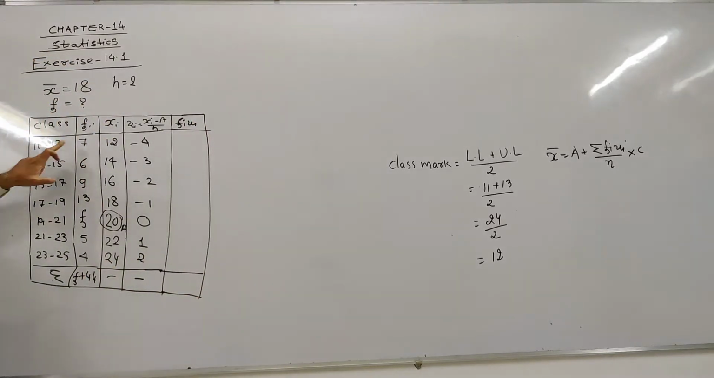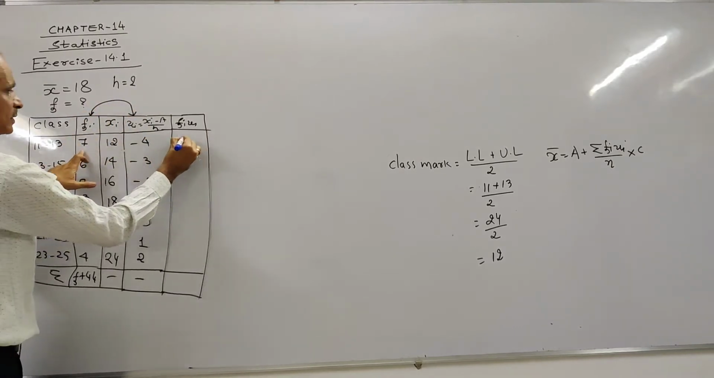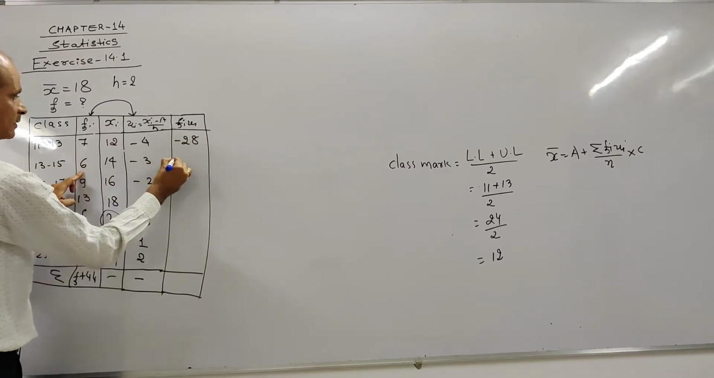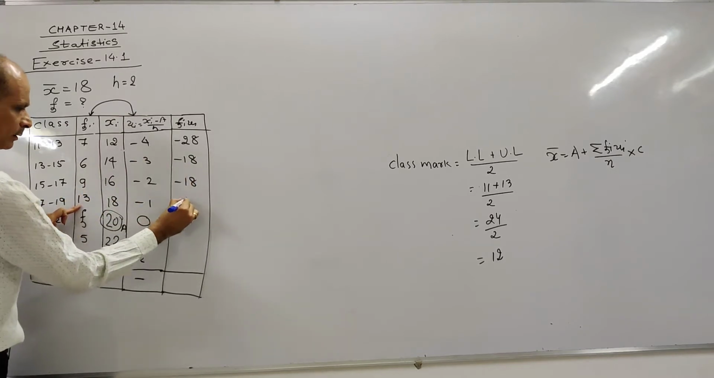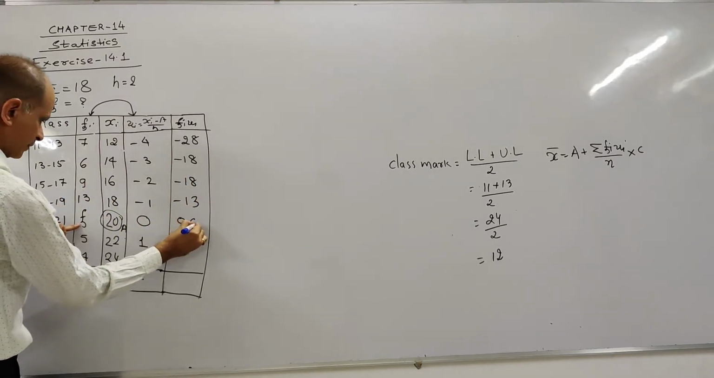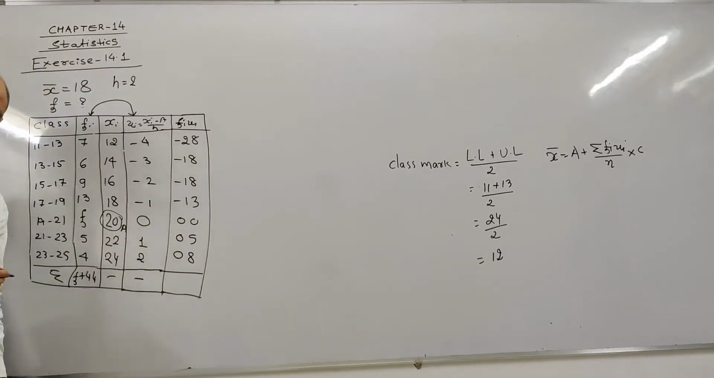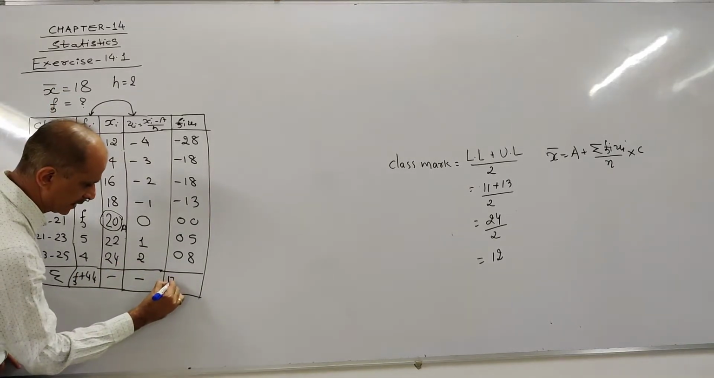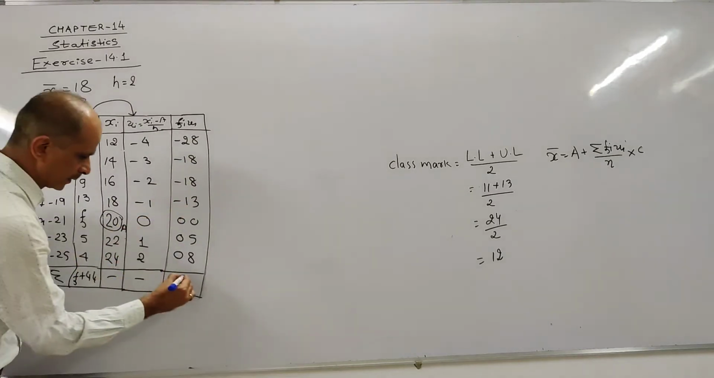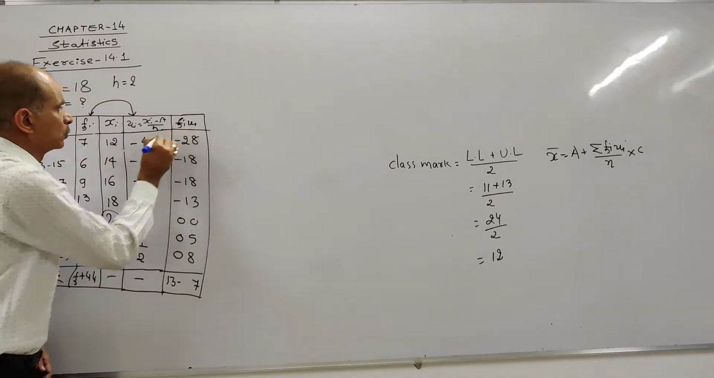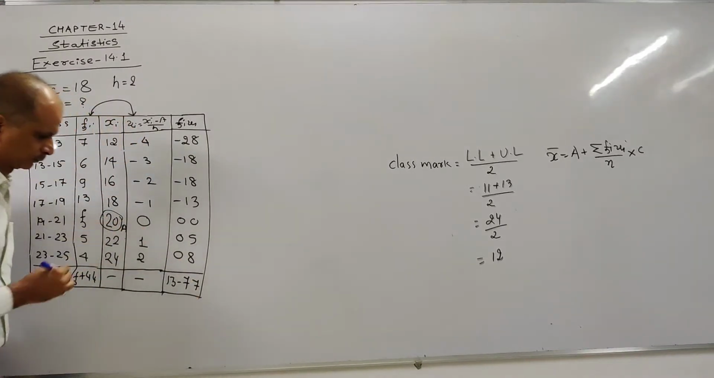Fi is already there, and Ui. So you have to multiply these two columns. 7 4s are minus 28. 6 3s are minus 18. 9 2s are minus 18. This is minus 13. This is 0. 5 1s are 5 and 4 2s are 8. So 8 plus 5, 13. Minus 8, 3s are 24 plus 3, 27, and 2. 2 plus 2, 4, 5, 6 and 7, 77.